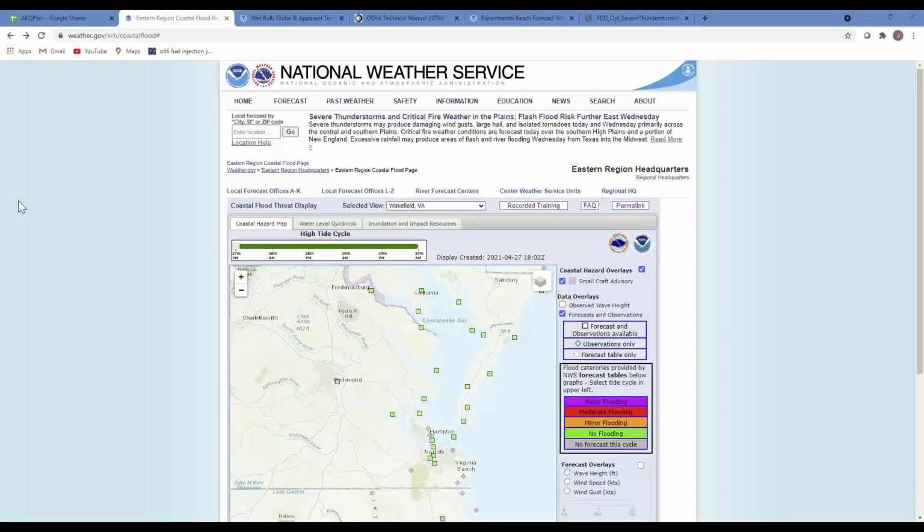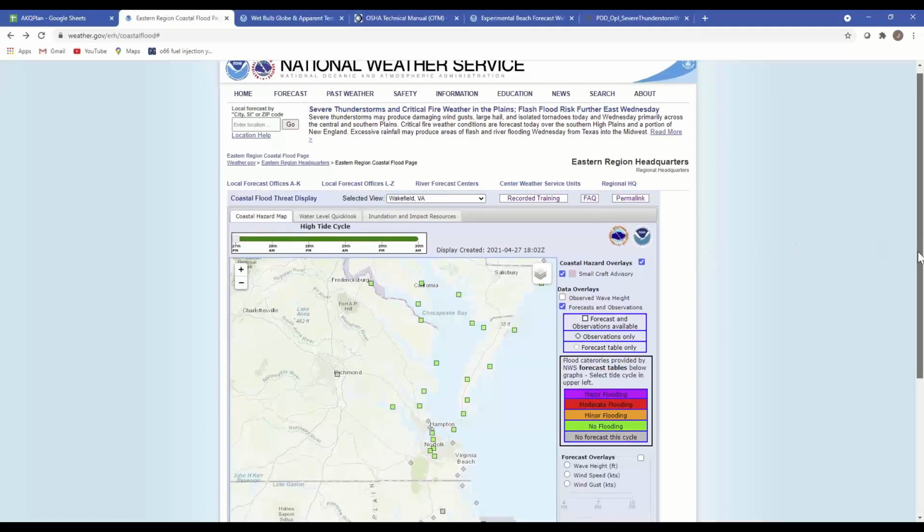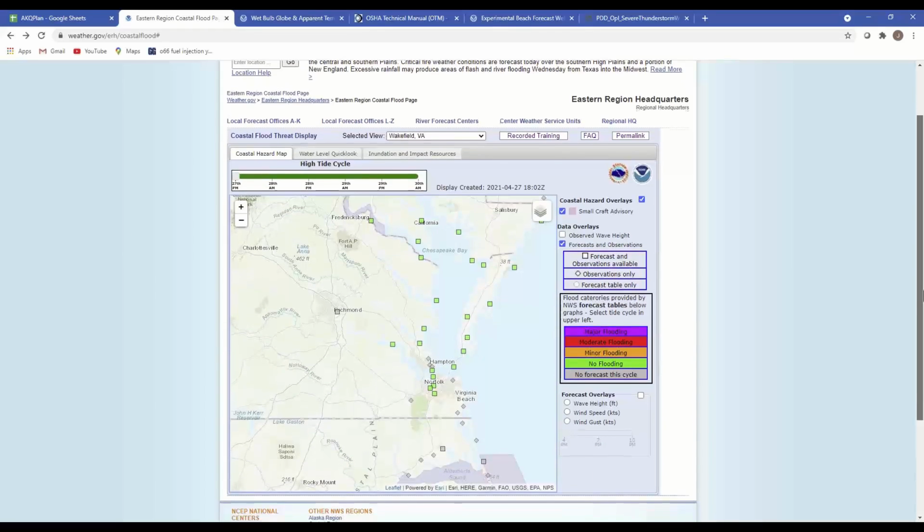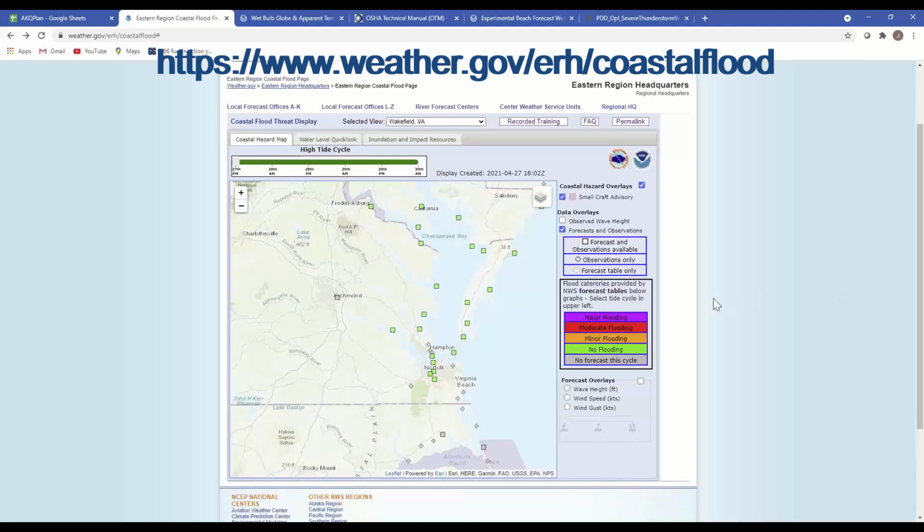So I just want to quickly go over some new web interfaces that are coming out. This one actually just became active. I'm not going to go through too much of this, as far as all the nuts and bolts. But what we tried to do is, you guys know we've been providing our local tidal forecast.